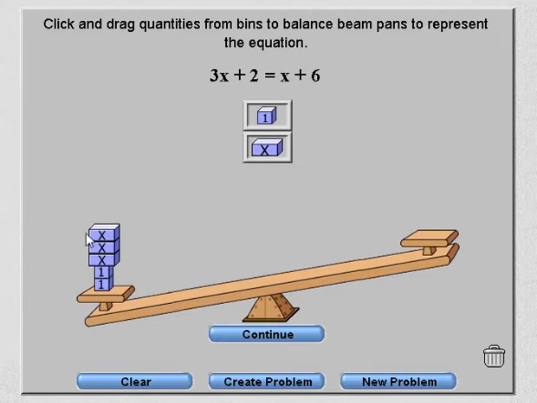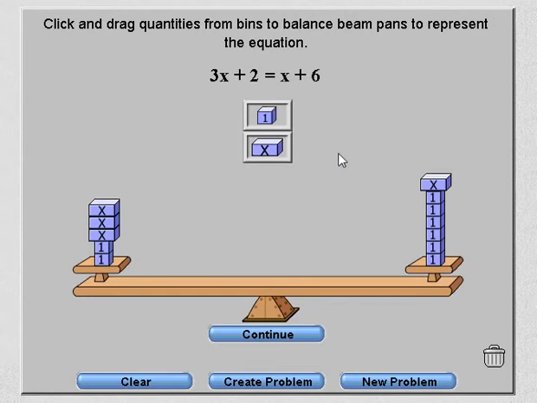So now I have to start working on the right-hand side. On the right-hand side, I need 6 unit blocks. And I need 1x. And as soon as I've done that, now my scale is balanced. You cannot click continue until your scale is balanced. So now I'm ready to click continue.